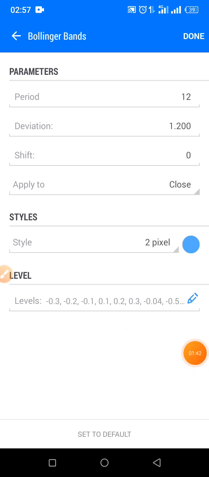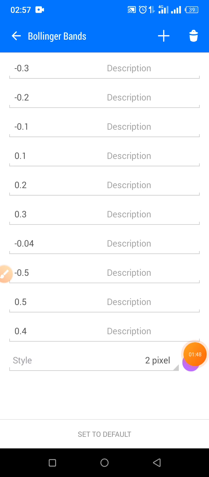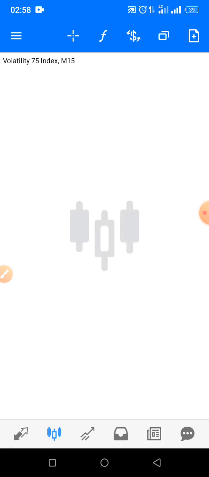Click there, and where there's this pencil here, I'm gonna be adding these levels here. You can screenshot them: from negative 0.5 to negative 0.1, and from 0.1 to positive 0.5, here, negative 0.3, negative 0.2, up to negative 0.5, then positive 0.1, positive 0.5. You can screenshot them. Okay, then click done when you are finished.